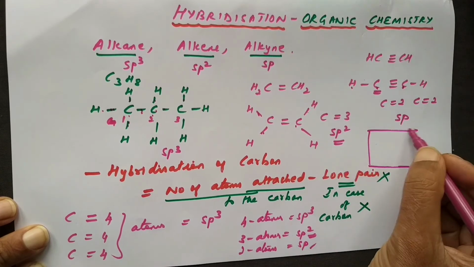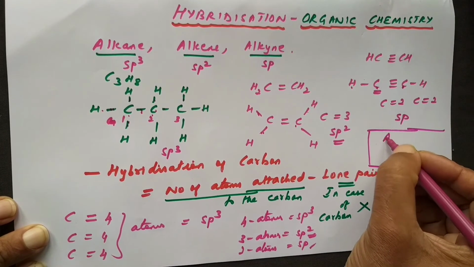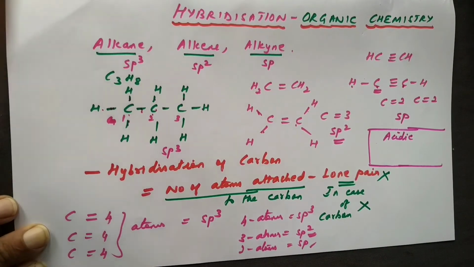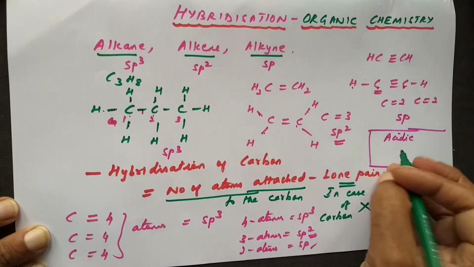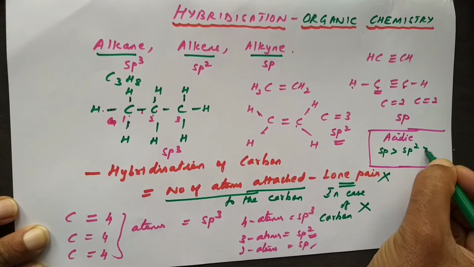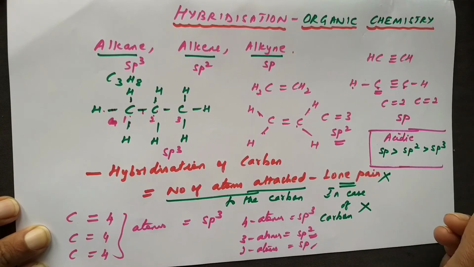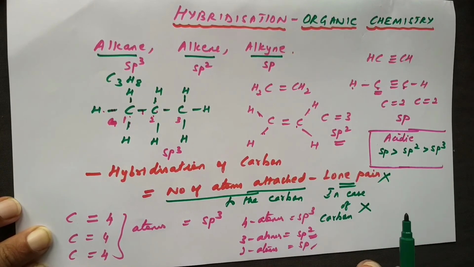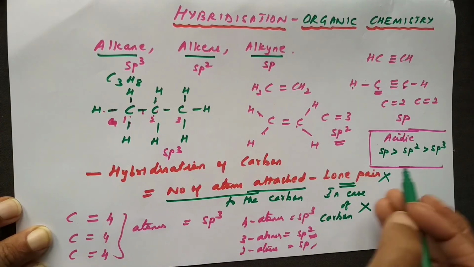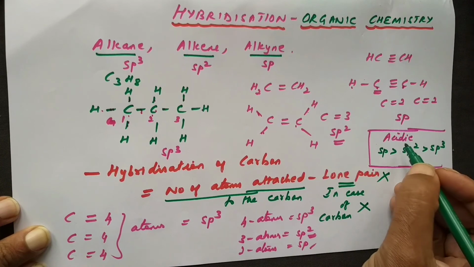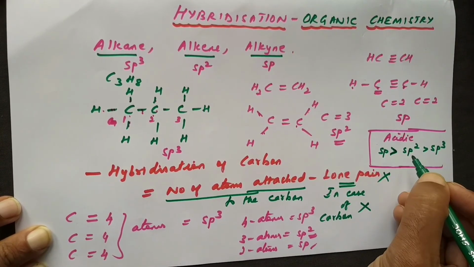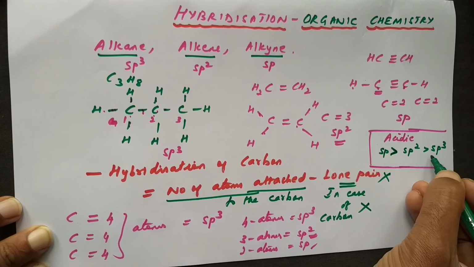Because we can find the acidic character. sp will have more acidic character than sp2, followed by sp3. So we can come to a conclusion that alkyne will be more acidic than alkene and alkane. That's why this is important. By identifying the hybridization, we can find the acidic character. So sp will have greater acidic character when compared to sp2 and sp3.